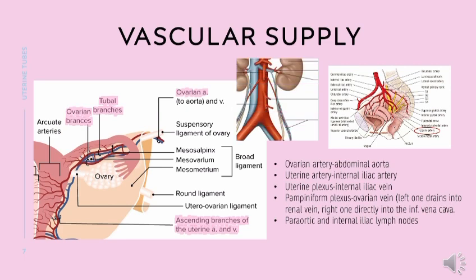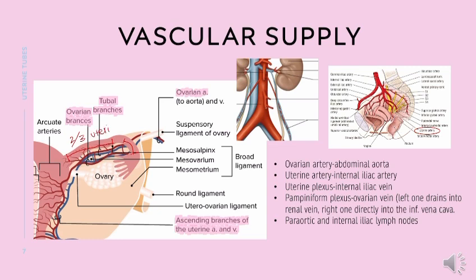The arterial supply is by the anastomosis of two arteries, the ovarian and uterine artery. The ovarian artery is a branch of the abdominal aorta and it leaves below the renal artery. Meanwhile, the uterine artery is a branch of the internal iliac artery.